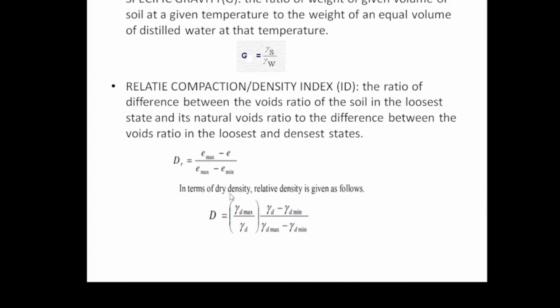If you want to express it in terms of dry density, it is gamma D max by gamma D minus gamma D minimum, gamma D maximum minus gamma D minimum. Okay, whenever it is in the densest state and whenever it is in the loosest state. Okay, so all these terms are very important from derivation point of view.